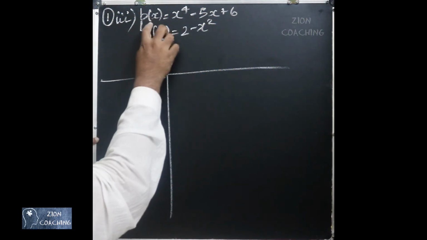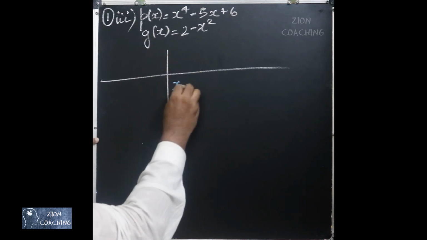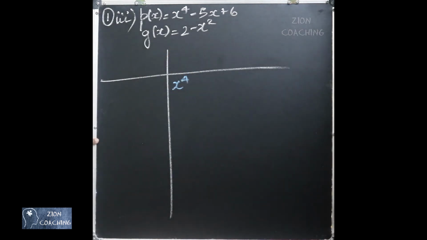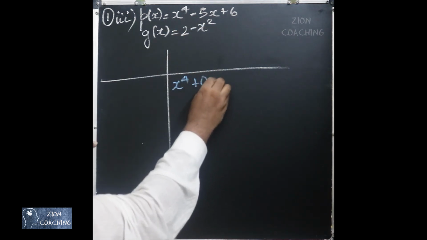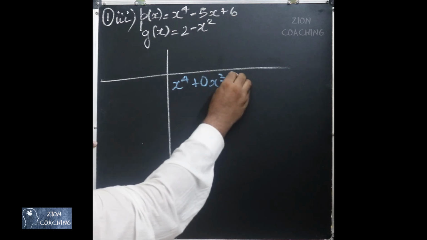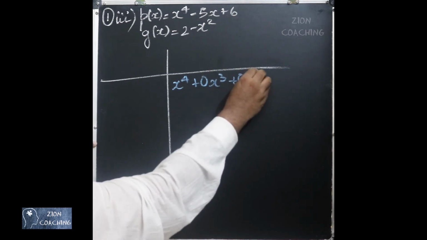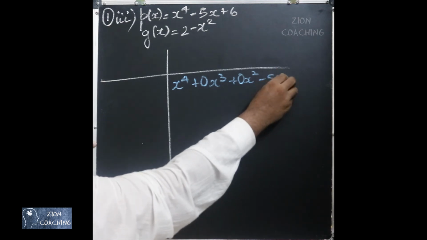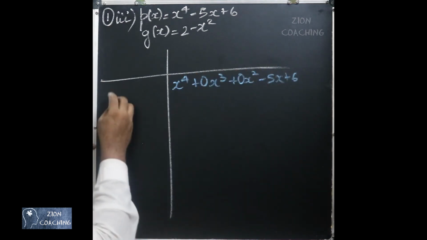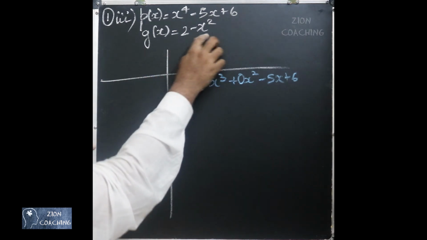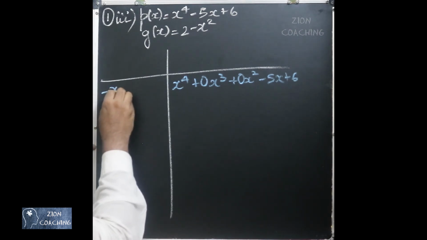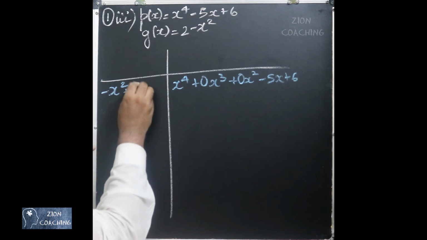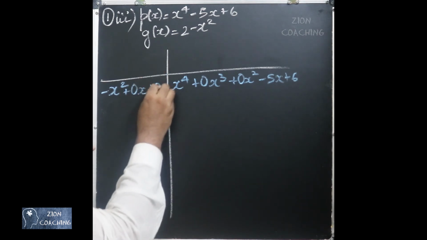Now we are going to divide p of x by g of x. P of x is x power 4. Normally when we write a polynomial, we have to write it in the decreasing power of the variable. You can see that x cube is missing there, so we will write 0x cube. Then we can see x squared is also missing there, so we can write 0x squared minus 5x plus 6. We are going to divide this by, this should also be written in the general form, ax squared plus bx plus c. So minus x squared comes first. X term is missing, so we will put 0x. Then the constant term 2.